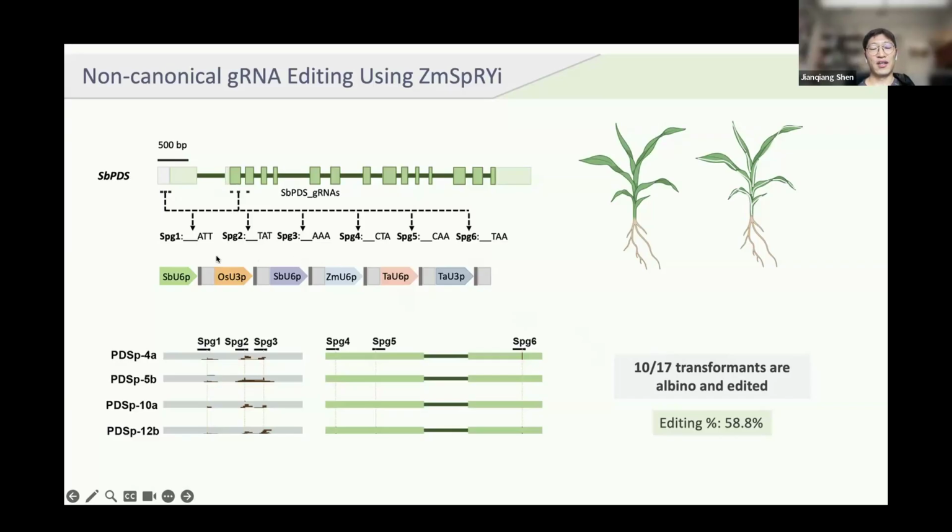We used 6 different promoters for driving them. After transformation, we got large deletions, particularly in the promoter region. So we thought that might be a great candidate for promoter editing. In total, the editing efficiency is 58.8%.